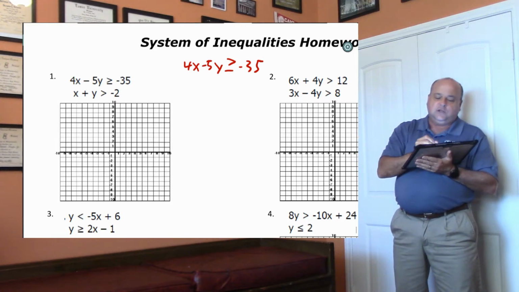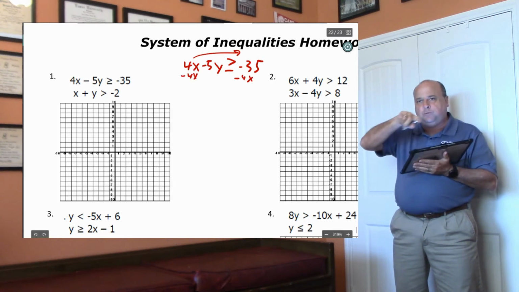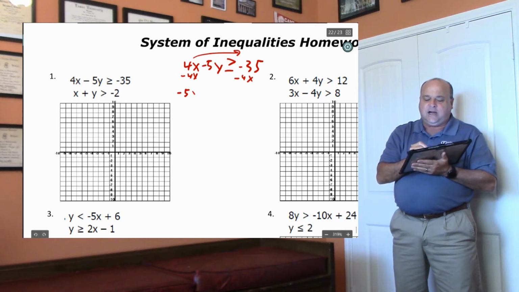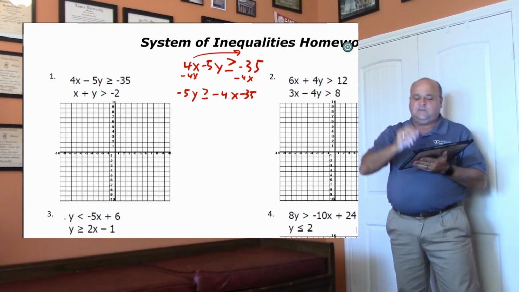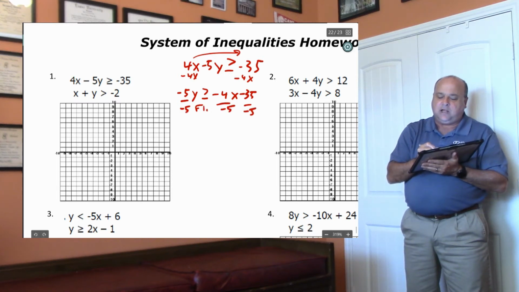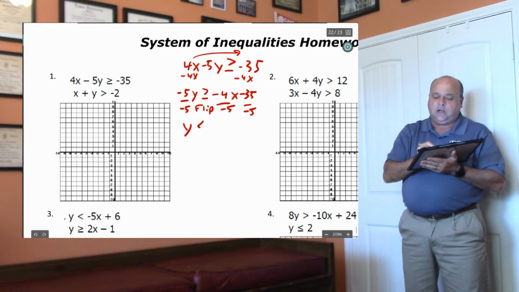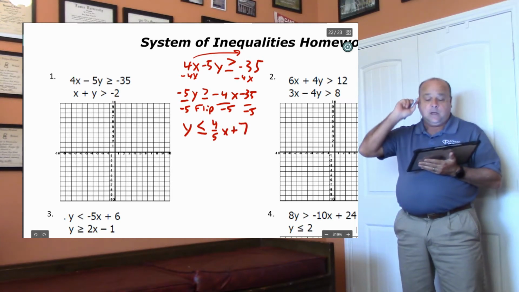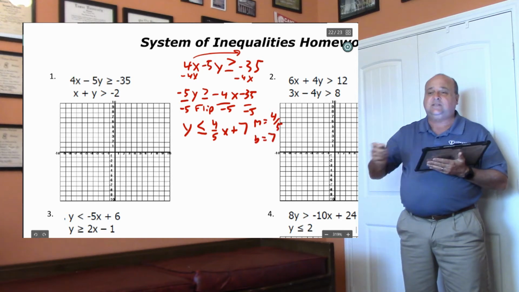So let's do this. We're going to move over the 4x. I'm going to subtract 4x from both sides. I'm just moving the x location. So I'm going to have negative 5y greater than or equal to negative 4x minus 35. Now then I'm going to divide by negative 5. And when I divide by that negative, I'm going to flip the inequality, aren't I? So the answer is going to be y less than or equal to 4 over 5x plus 7. So my slope is going to be up 4, right 5, and my y-intercept is 7.